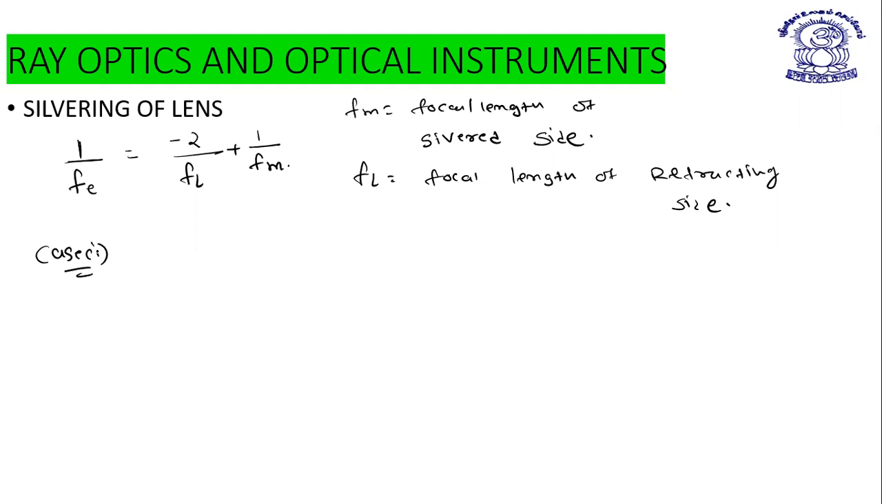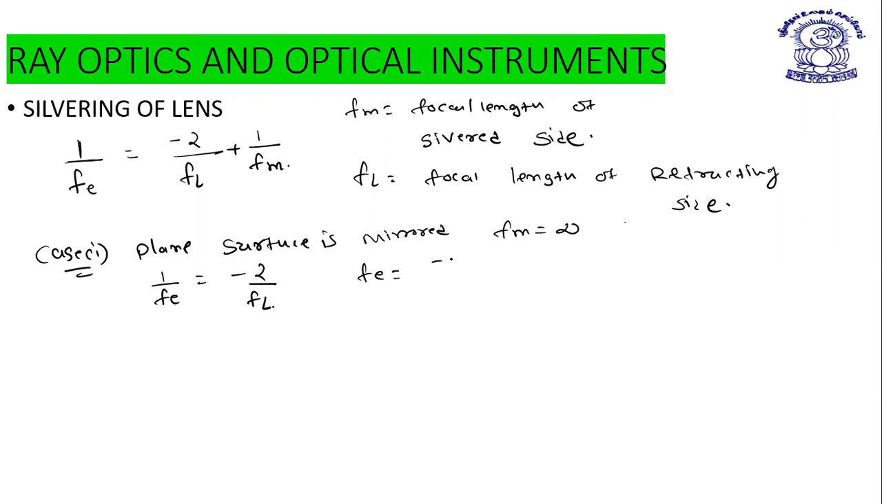If the plane surface is mirrored, then Fm will be equal to infinity, because the focal length of a plane mirror is infinity. So in that situation, 1/Fe will be equal to -2/Fl. So the effective focal length will be -Fl/2. Here this negative sign denotes that the nature of lens and mirror will be reversed.